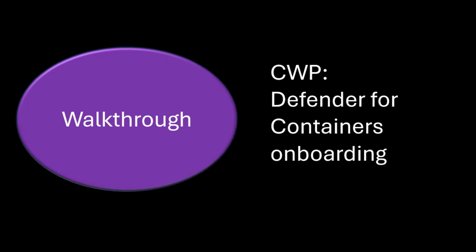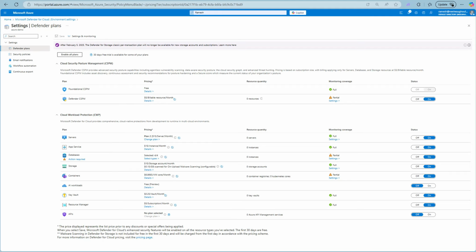In this video, we will discuss what comes with Defender for Containers CWP and what to consider. This is the Defender plan page in the Microsoft Defender for Cloud. I'm sure you know now how to get there. Once you are on this page, you simply toggle the switch for containers to on under Cloud Workload Protection Plan. Once you enable the plan, you get security for your containerized workload.